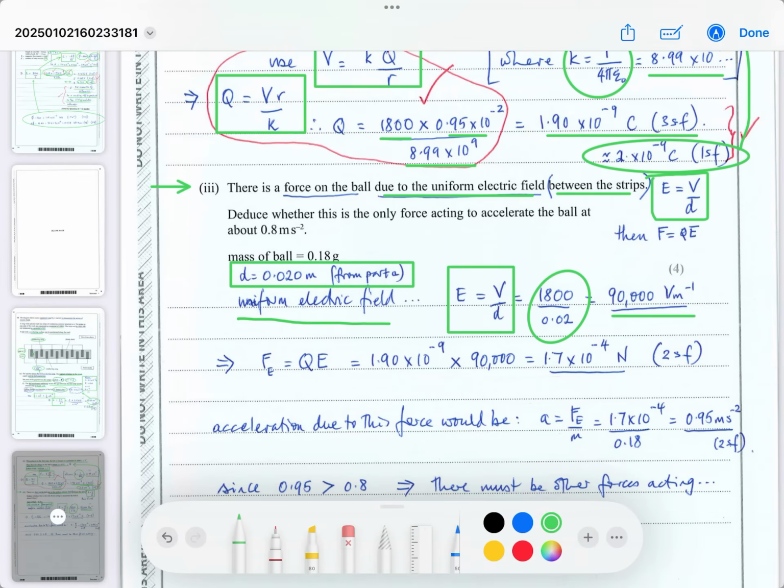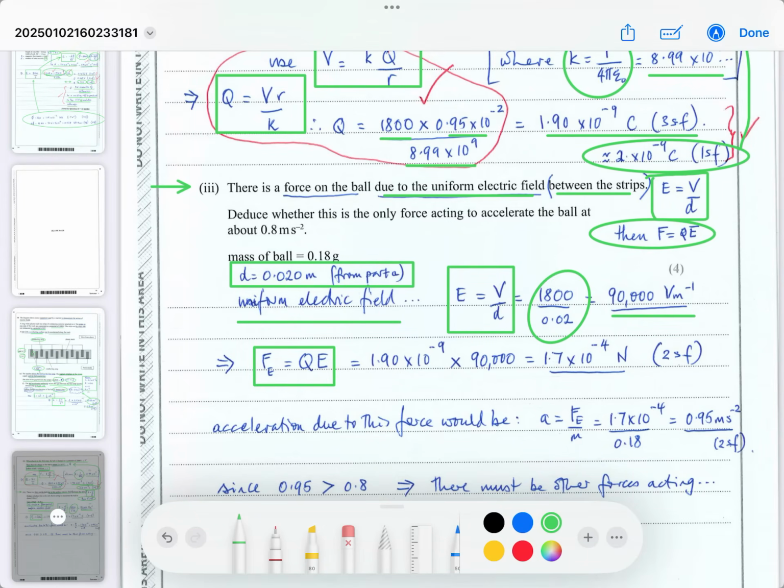Because it's the uniform field strength. Once you know the electric field strength and you know the charge from before, you can use F equals QE to work out the force, because the electric force is the charge times the electric field strength.